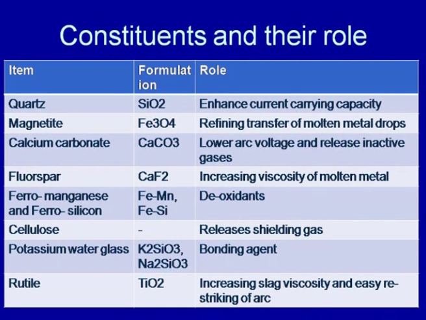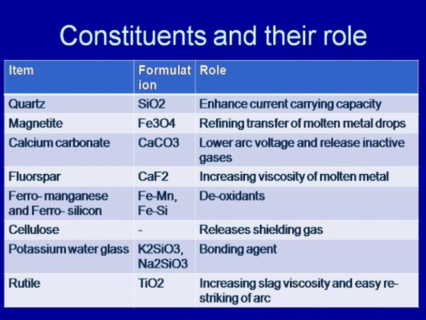Fluorspar is used for increasing the viscosity of the molten metal. This is especially important for the vertical and overhead welding positions where we want that viscosity of the molten weld metal is high enough, so that the tendency of the molten weld metal to fall down is reduced.